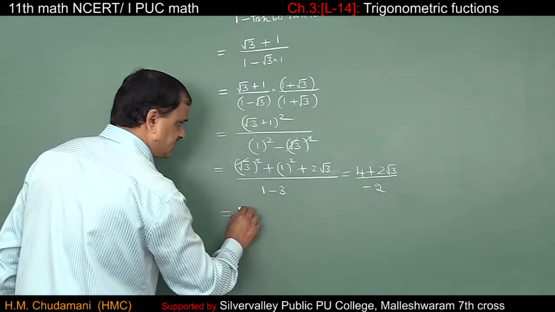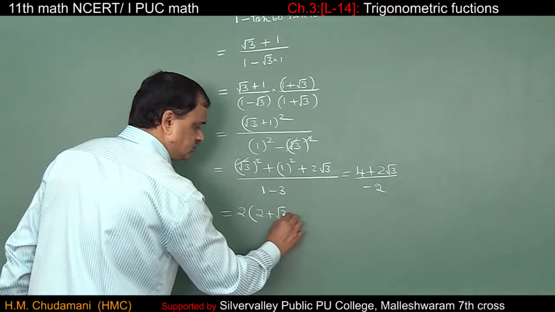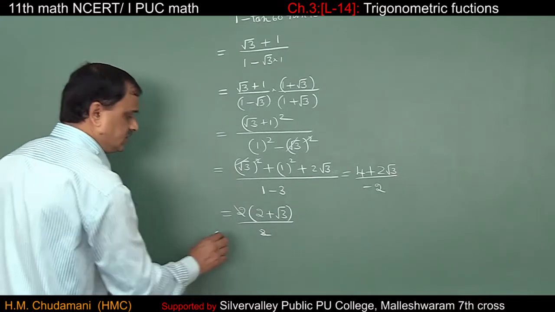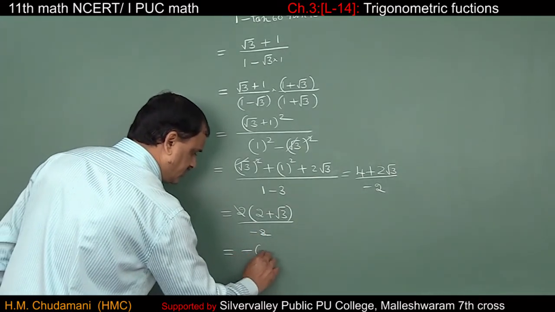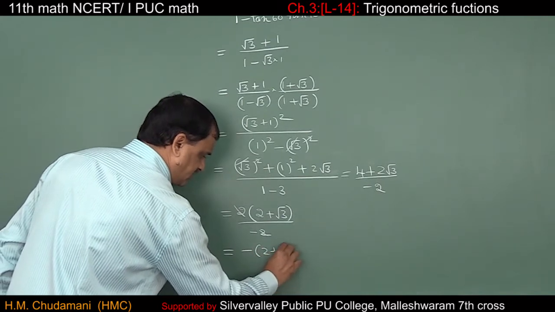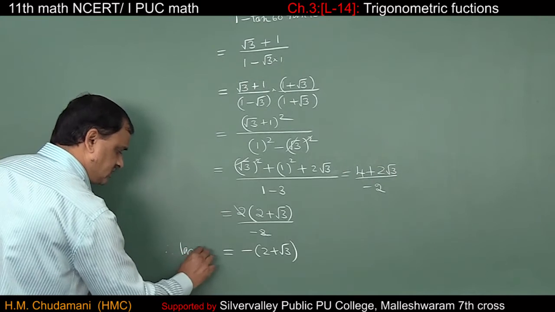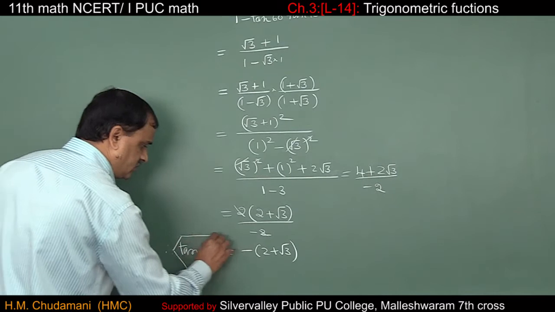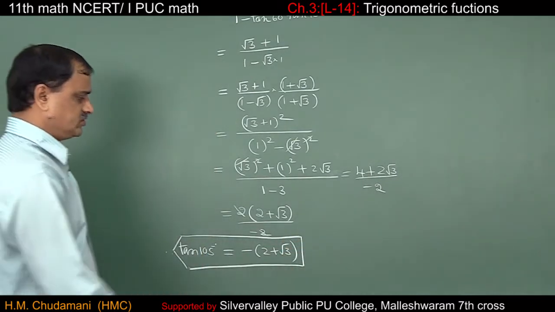I just take 2 common. If I take 2 common, 2 plus root 3 divided by 2. 2 gets cancelled. We have left with minus of 2 plus root 3. So tan 105 degree is equal to minus of 2 plus root 3.